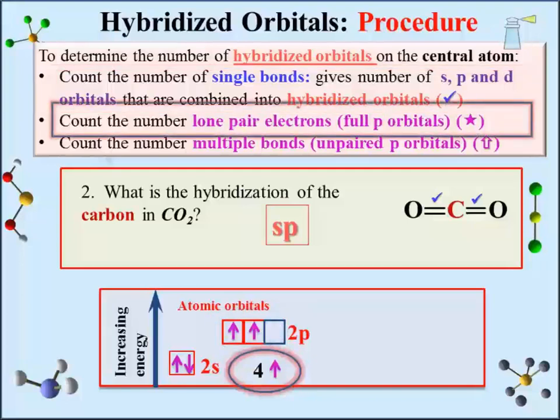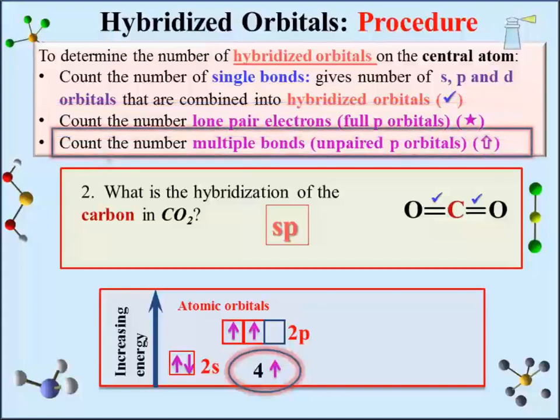Are there any lone pair electrons on the carbon? No, there will be no p orbitals with paired electrons. Are there any multiple bonds? Yes, there are, 2 multiple bonds. This means carbon will need 2 p orbitals that have single unpaired electrons.